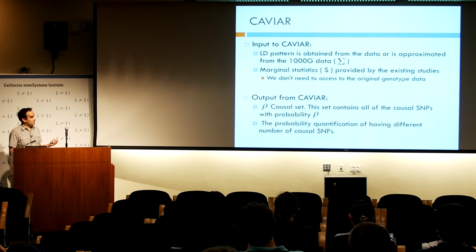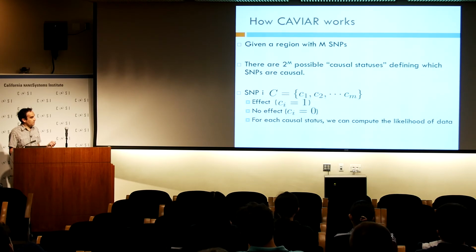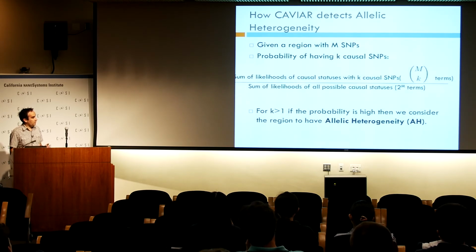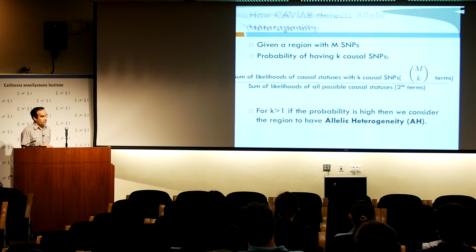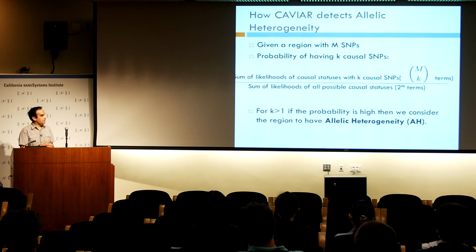So we actually extended CAVIAR to also compute allelic heterogeneity. The way that it works, we also have this causal set. We look at all the causal statuses with k causal SNPs, with k ones in that vector. There's going to be m choose k terms, divided by all 2 to the m. And so each result of this for every k will tell us the posterior probability that we have exactly k variants that are causal in that locus.